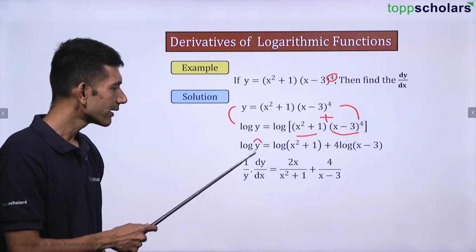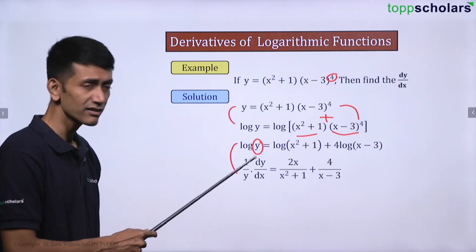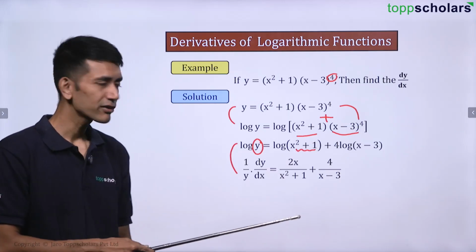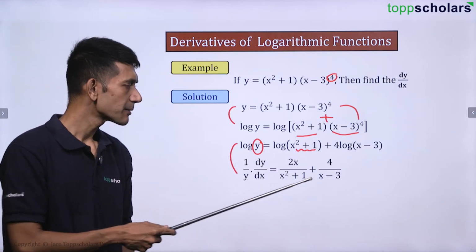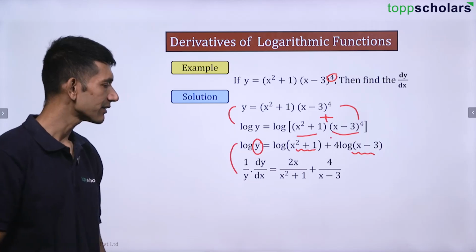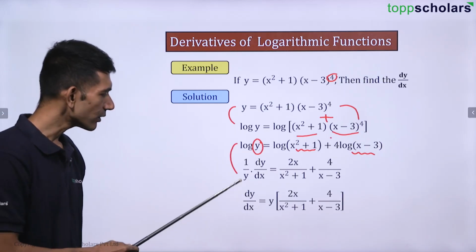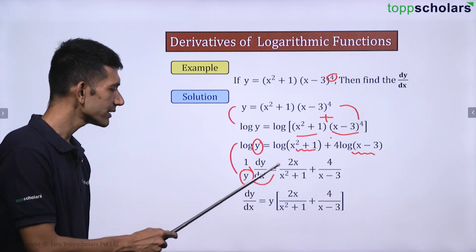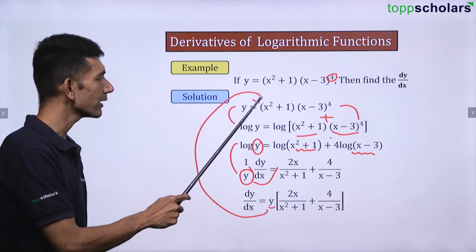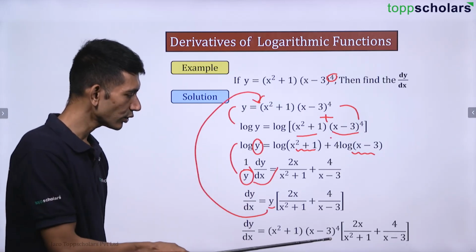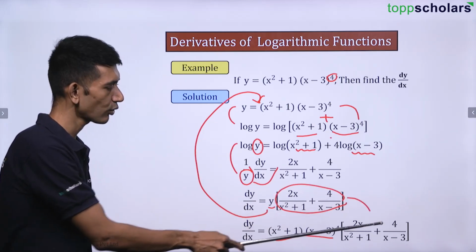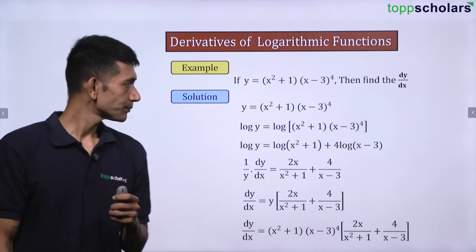So log y, derivative of log y is 1 by y. With respect to x, it is dy by dx is equal to log of x square plus 1, that is 1 by x square plus 1. Derivative of x square plus 1 is 2x. Then 4 log x minus 3. Log of x minus 3, derivative is 1 by x minus 3. 4 remains as it is. Correct? So you take y on the other side and then replace y with your original y now. So this is how it looks. This is your y. And this part is already here. Okay, let's continue.